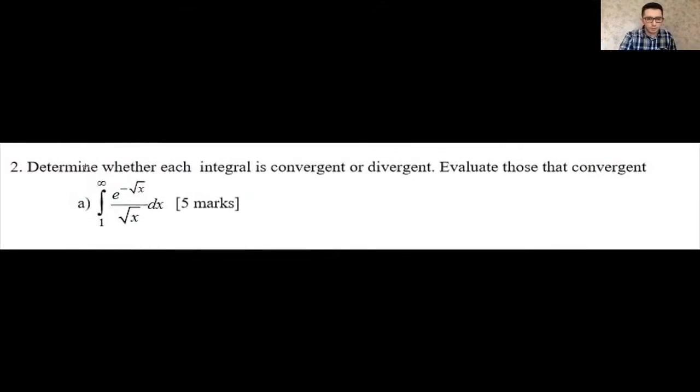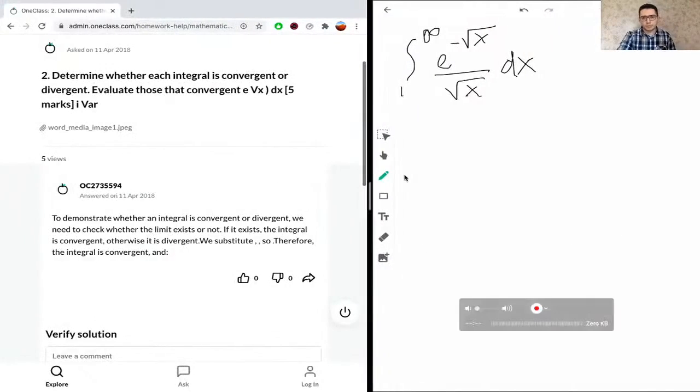So here the function we're given is as follows. The integral between 1 and infinity of, let me just write that down, e to the negative square root x over root x dx. Okay, so this is the integral that we need to figure out if it's convergent or divergent.